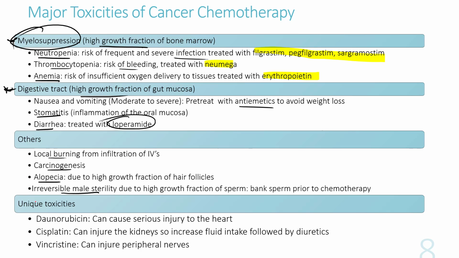And then there are other unique toxicities associated with various drugs. So you've got daunorubicin that can cause injury to the heart, cisplatin can injure the kidneys, and vincristine can injure peripheral nerves. And we'll talk more about that in a little bit as we go along.